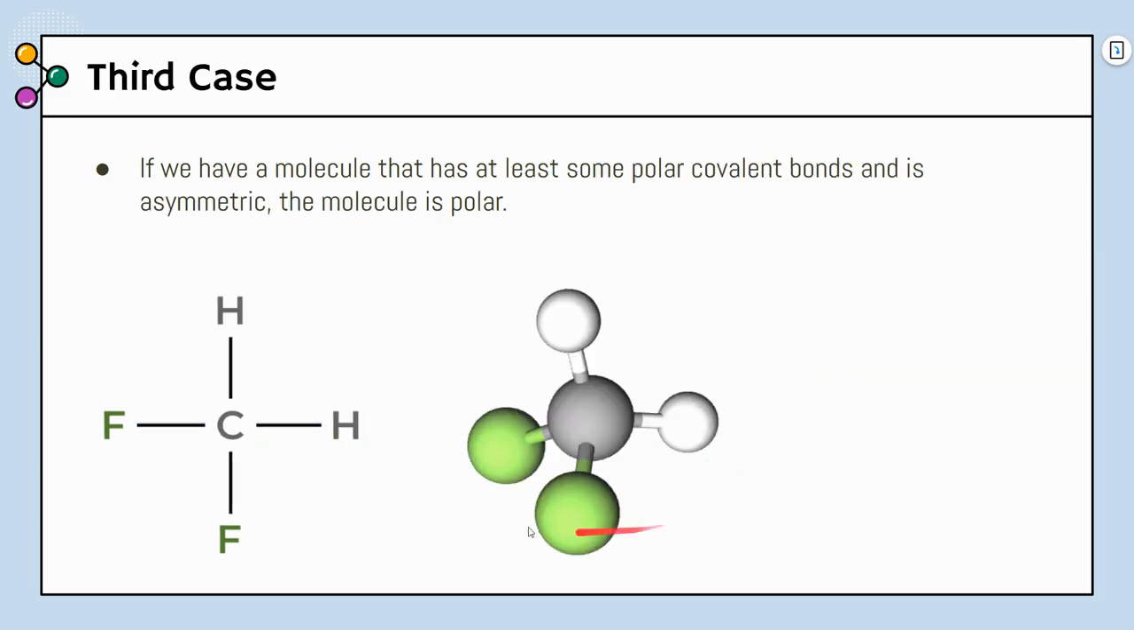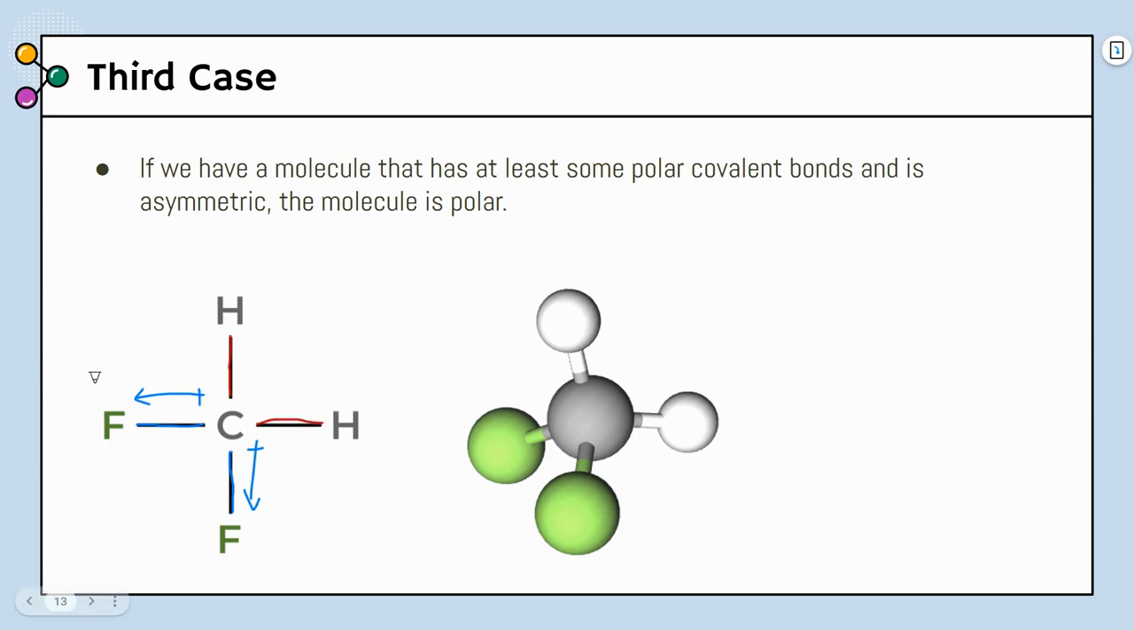Our last case is when we have a molecule that has some polar covalent bonds and some nonpolar covalent bonds. We actually saw both of these bonds in our previous two examples. We saw the carbon to fluorine bonds were polar, and so the electrons moved towards the fluorine. And we saw that the hydrogen-carbon bonds were nonpolar. So there's really no difference in charge.